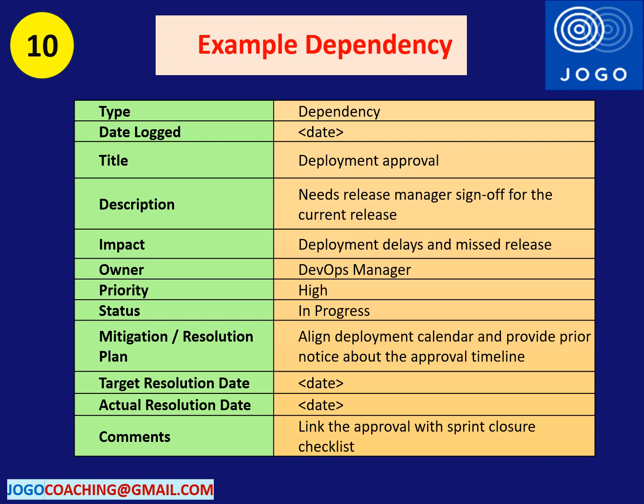As part of the dependency management, deployment calendar is prepared by the team and advance notice is given to the release manager for the approval. The approval task is linked with the particular sprint closure checklist so that the team and the Scrum Master will do the follow-up and get the approval before closing the sprint. This way, the dependency will be handled in the project effectively. Hope this example is helping to understand how the dependency is managed in the project.